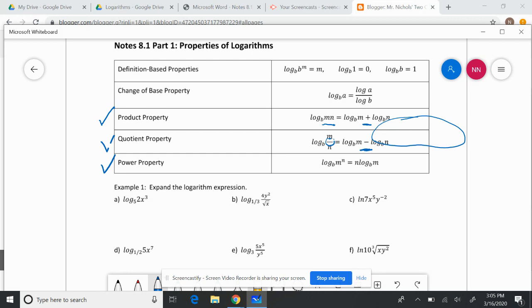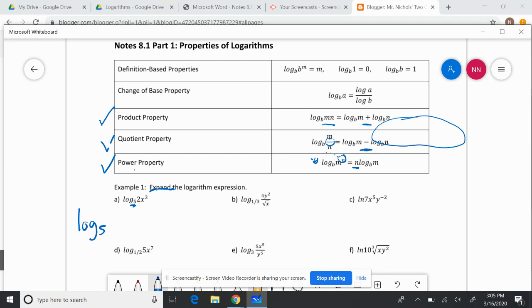The third one is the power property. That means that whenever we have an exponent, we bring it to the front. And that's how we get the n in the front. So what we're going to do is expand the logarithms. How we expand it is we look at our base number and we're going to write the log base 5.